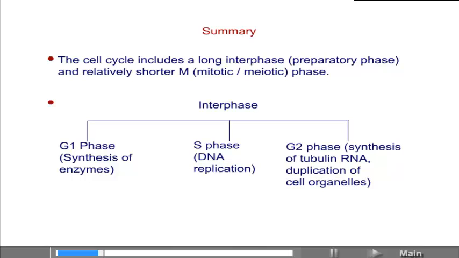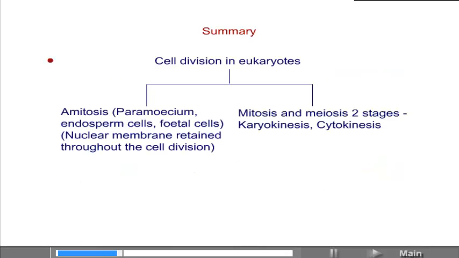Interphase is divided into G1 phase, S phase, and G2 phase. In G1 phase, synthesis of enzymes takes place. In S phase, DNA replication takes place. And in G2 phase, synthesis of tubulin and RNA and duplication of cell organelles take place.